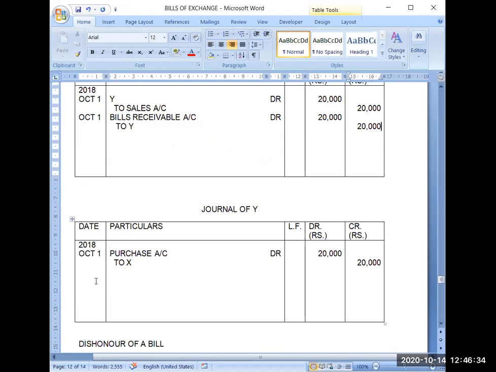Now for the same transaction, Y will be recording October 1, X debit to bills payable account. For him, it will become the bills payable. 20,000.